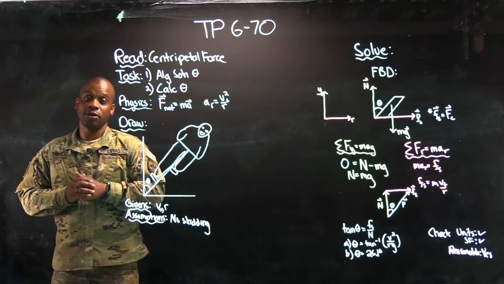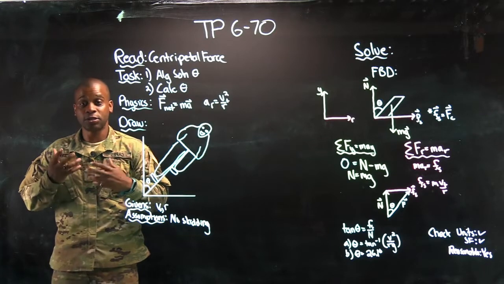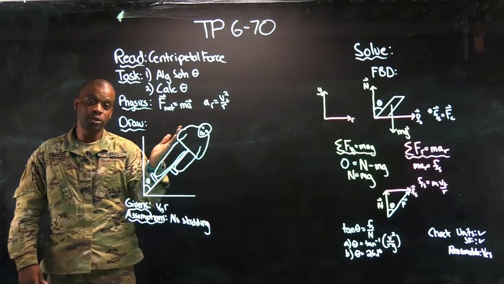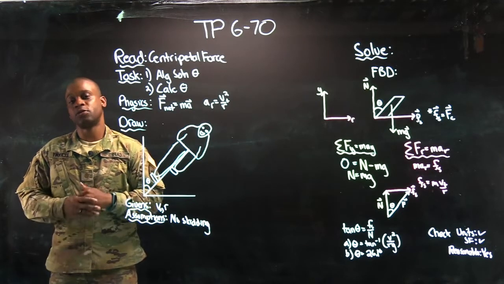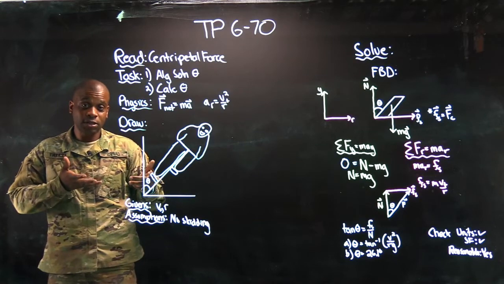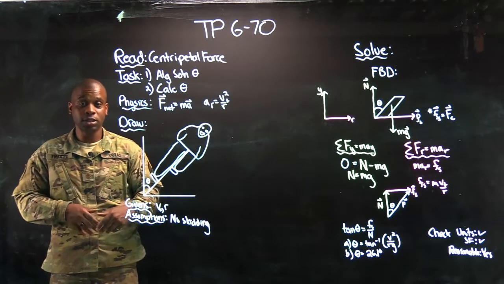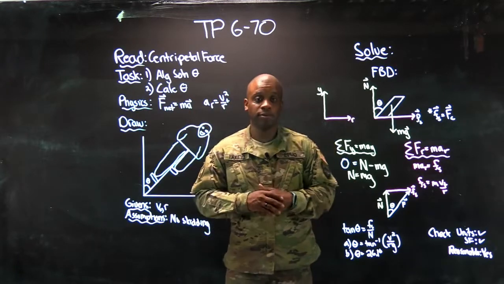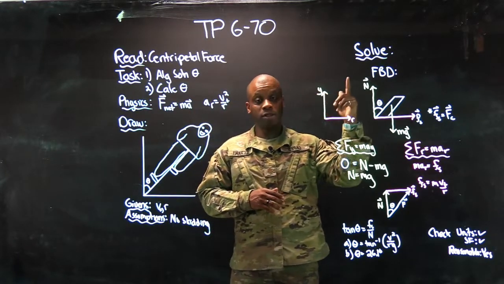Now we have to identify our task. Our task is to derive an algebraic solution for theta, which is the angle in between the cyclist and the normal force. So, what are our givens? They give us tangential speed and the radius, and we have to assume that there is no skidding. Now, we need to solve this problem.